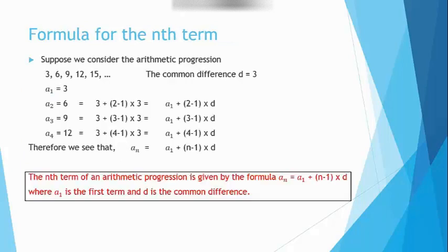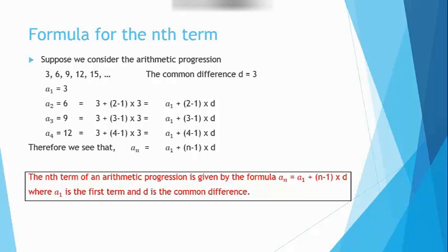Formula for the nth term. Suppose we consider the arithmetic progression 3, 6, 9, 12, and 15, and so on. The common difference is 3. The first term a1 equals 3, the second term a2 equals 6, which can also be rewritten as 3 plus (2 take away 1) times 3.